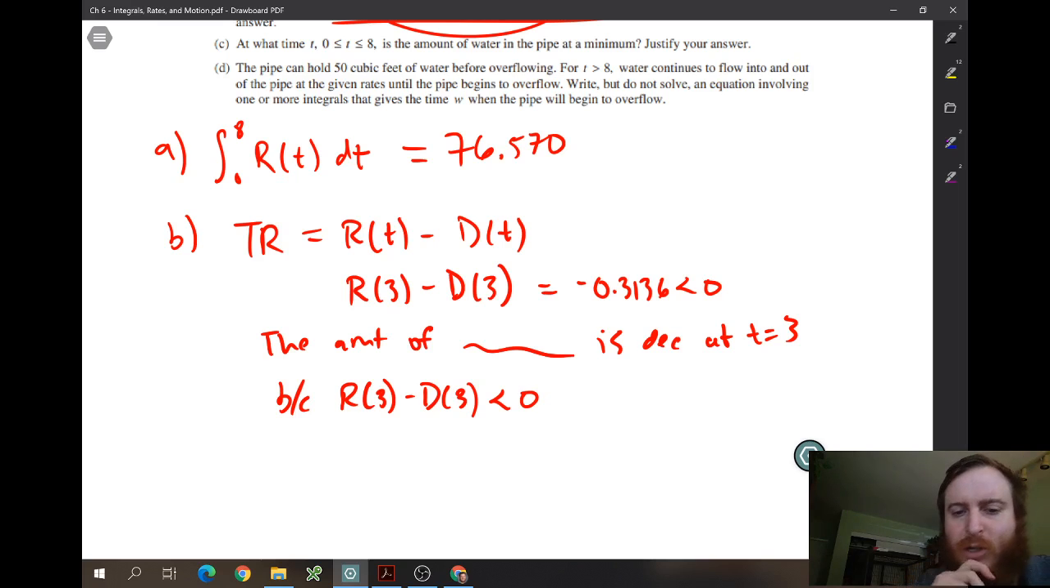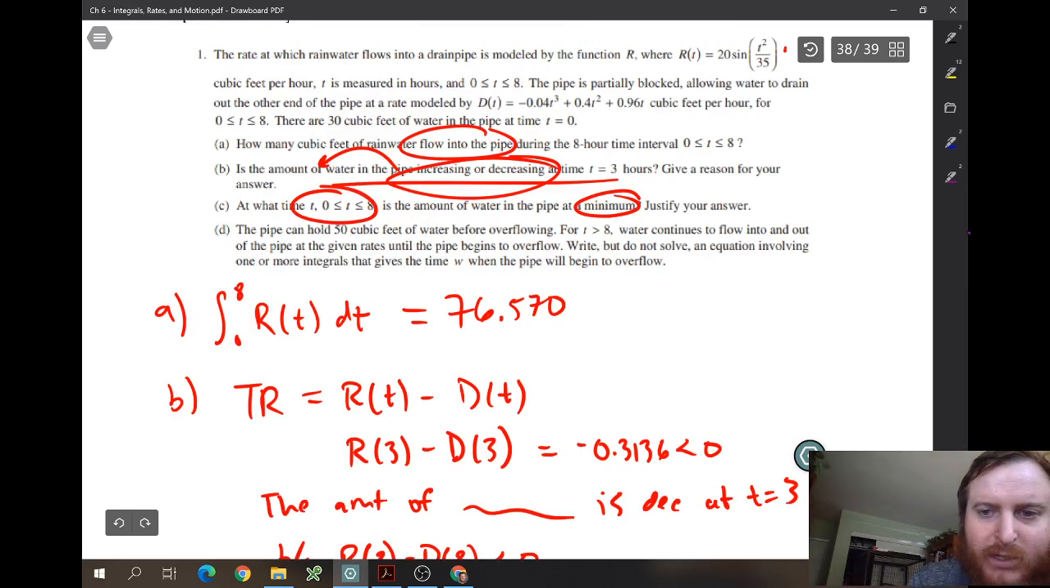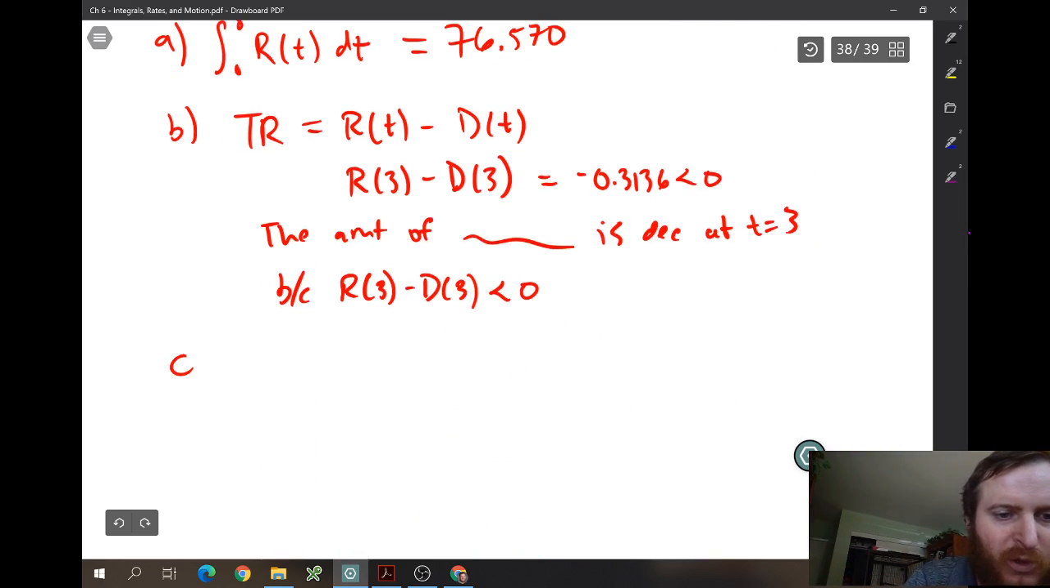Okay, it's very similar, because F prime is less than 0, but F prime is the rate, R of t minus D of t. Part C says, at this time, when is the pipe at a minimum? Minimum, we have an interval, so that's an absolute minimum. For rate questions, the minimums are pretty much always absolute minimums. So we're going to do the rate, R of t minus D of t.